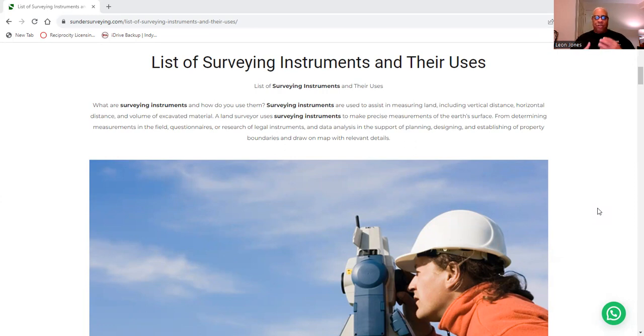Now, based on the determination of measurements in the field, questionnaires or research of legal instruments, and data analysis in support of planning, designing, and estimation and establishing of property boundaries. What you do with the information when you establish property boundaries, you draw them on the map with relevant details. Now, what is on a property? It could be an easement, it could be a road, it could be a utility.